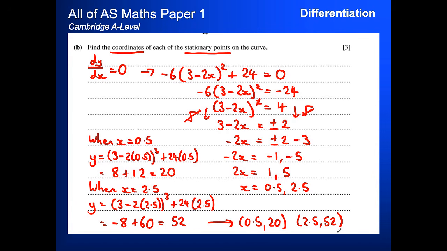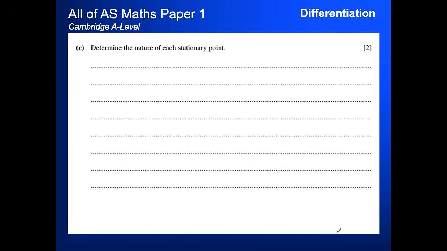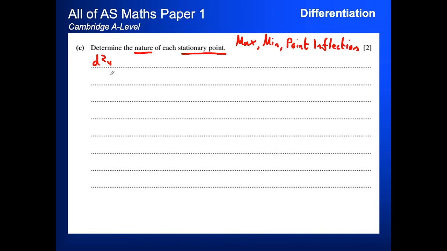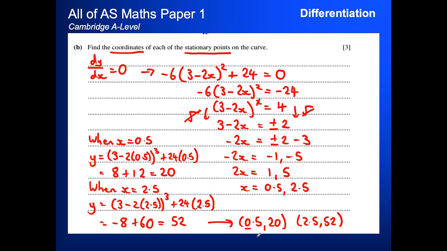And in the last part of the question here, we're going to determine the nature of each stationary point. As soon as you see this phrase, nature of each stationary point, we want to work out whether it's a maximum, a minimum, or a point of inflection. I'll explain how we work this out using something that we did in part A. So we're going to need d2y over dx squared. This is the classical way of working out what these stationary points do. And we're just going to substitute in the x coordinates of both, 0.5 and 2.5, and see what comes out.